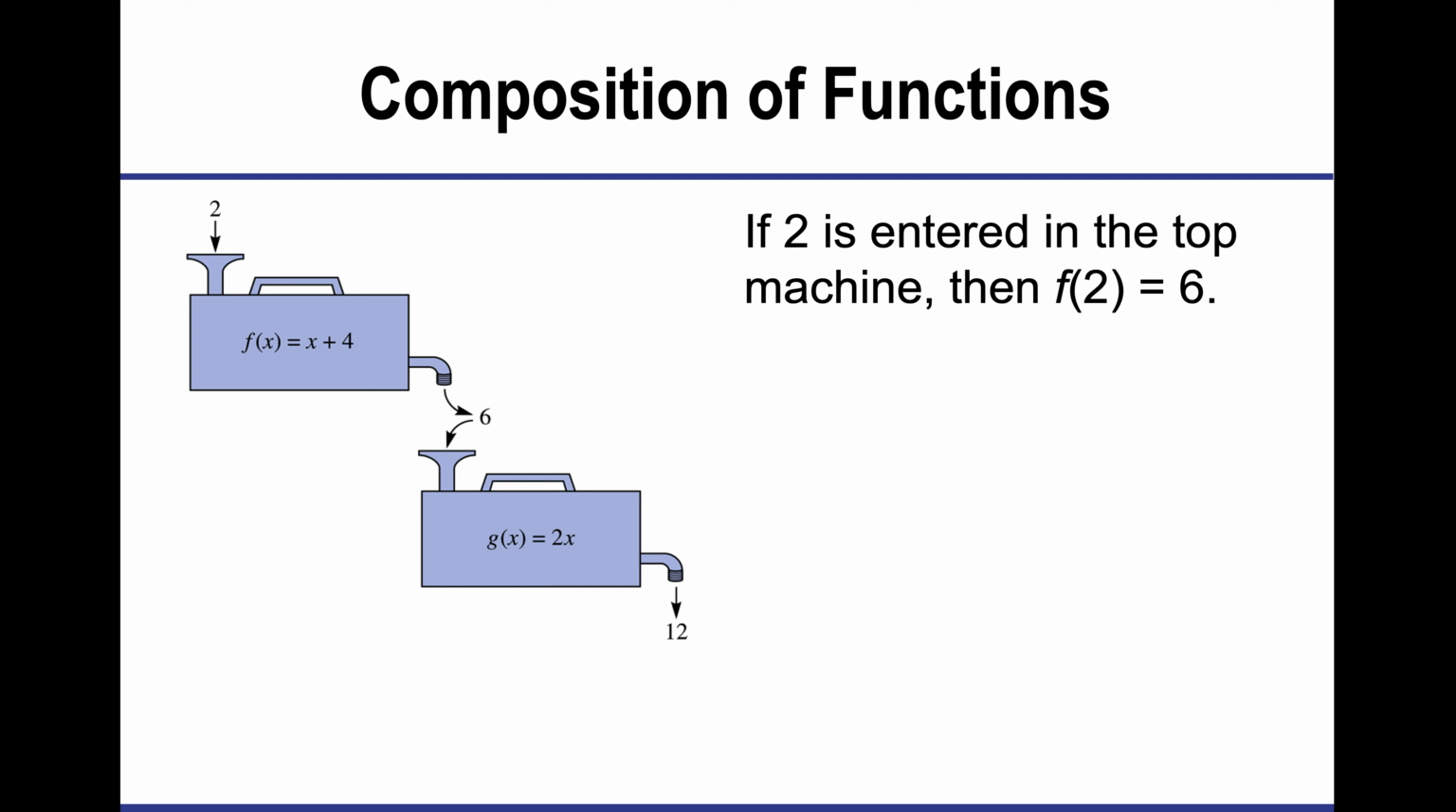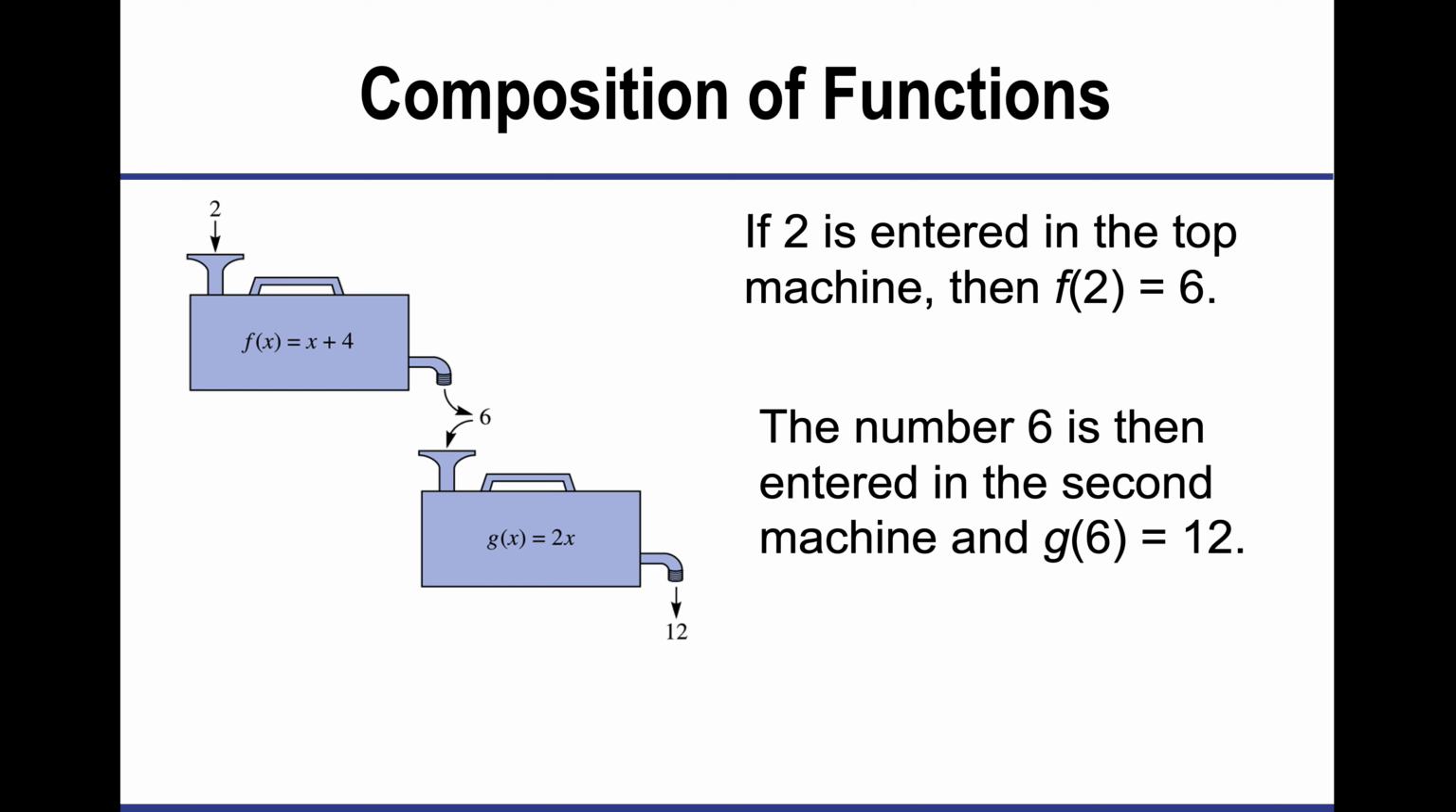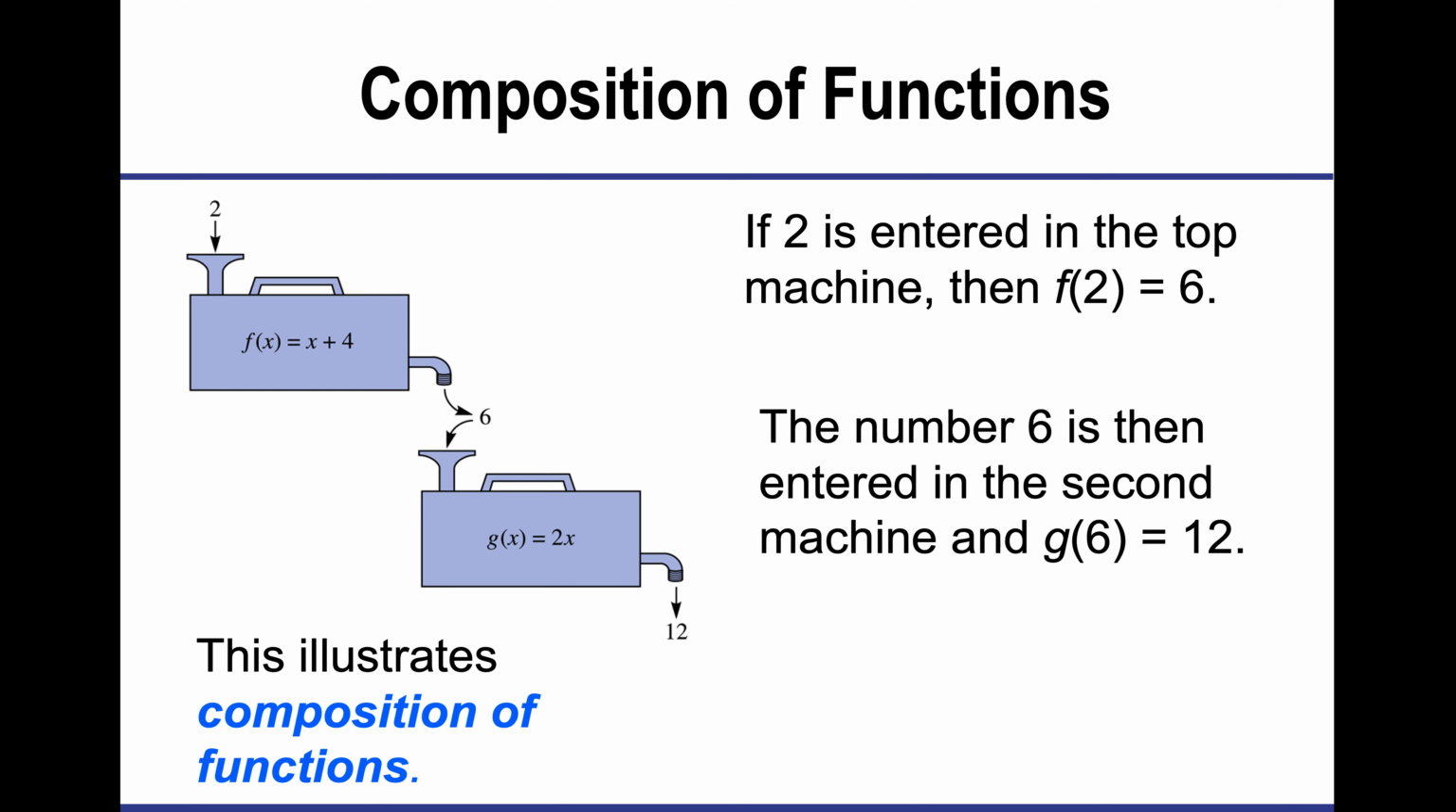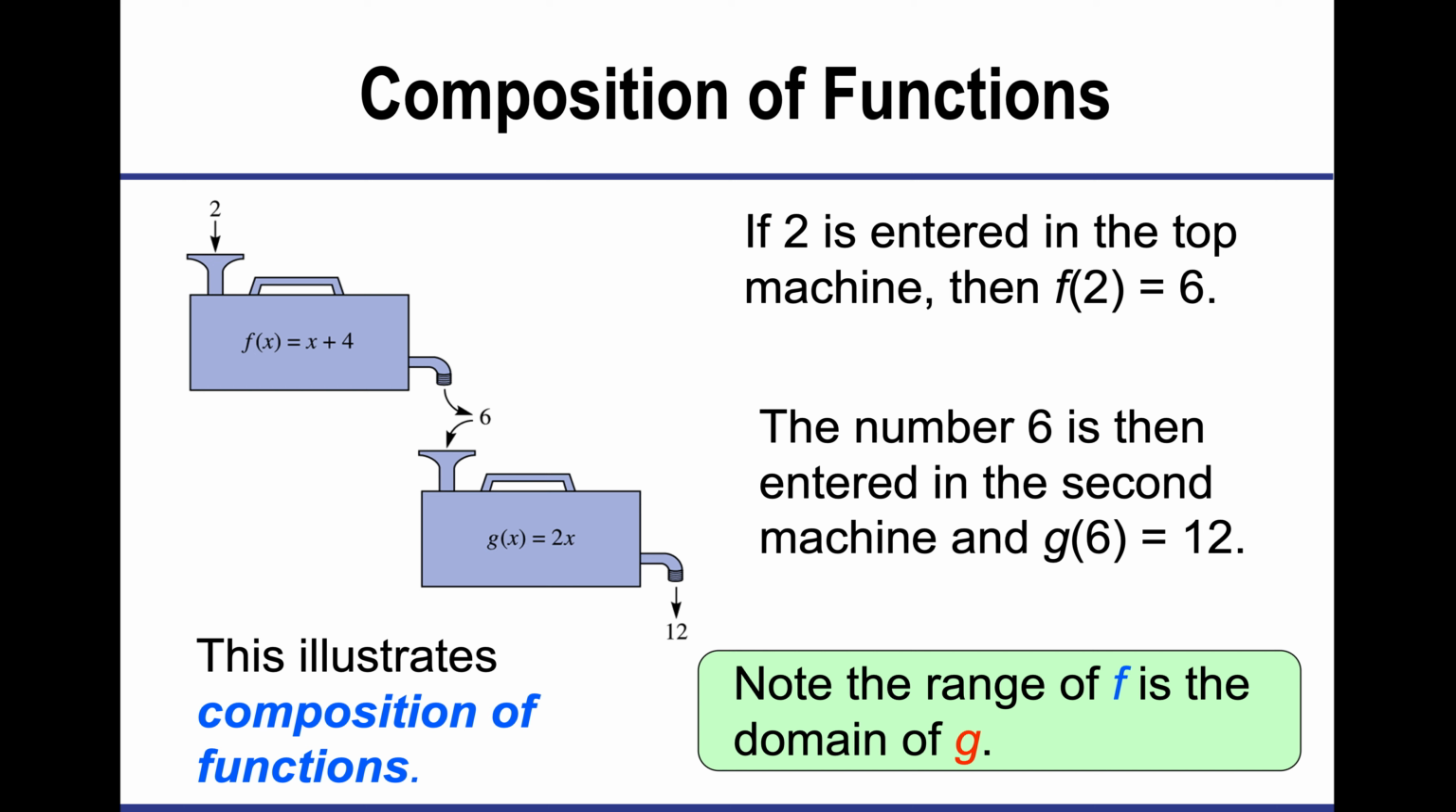The composition of functions is where I'm composing one function and another. So it's like it passes through the machine twice because it's going through two different equations. In this case, the number 2 is entered at the top, and when I get it out of the equation x plus 4, I get 6. But then I'm putting 6 right back into the next function, and I'm getting out 12. This is called the composition of functions because it's passing through two different distinct functions.